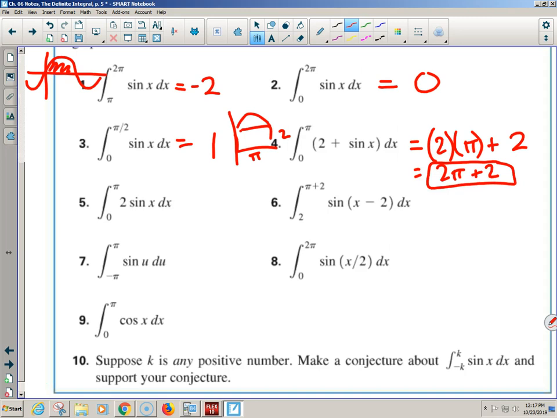Okay, how about this dude? 4 pi? 4. Good. Check it. You know integrals. Pull out the 2. 2 times 2 is 4. How about this guy? 2.